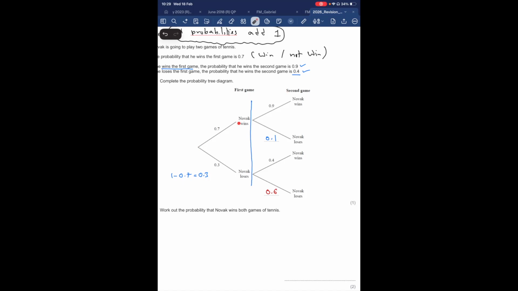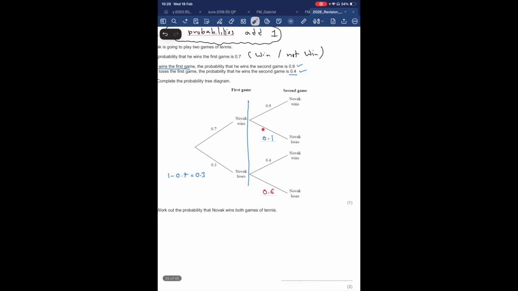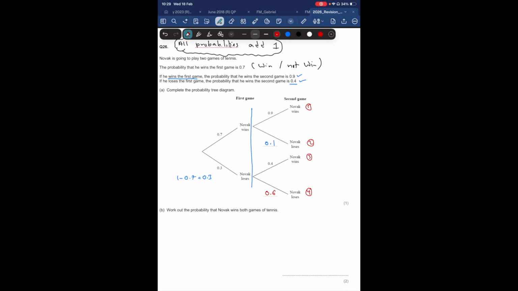If we follow the branches, we can see that Nowak can win the first game and win the second game, or he can win the first game and lose the second game. He can lose the first game and win the second game, or he can lose the first game and lose the second game. So over the 2 games, we've got a total of 4 possibilities or combinations that can actually happen.